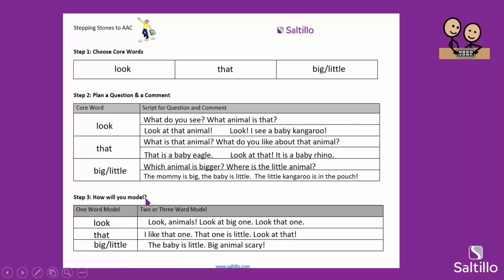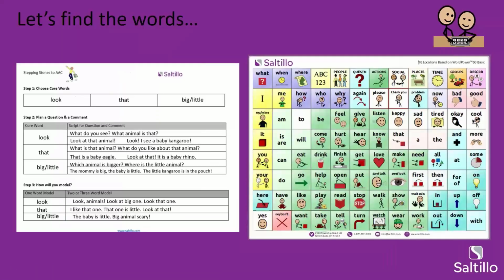But just to put it all together, this is what you could model on the device while you're looking at the baby animals with your AAC user. Look, animals, I like that one. That one is little. It's always good to jot these down when you're first starting out as well, to pre-plan so that you're not stressing. What am I going to say? What am I going to touch on the device? So just jotting down some of these sentences, picking out some words ahead of time, can really help with that stress and anxiety of, what am I supposed to do?